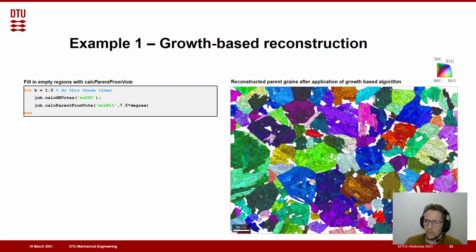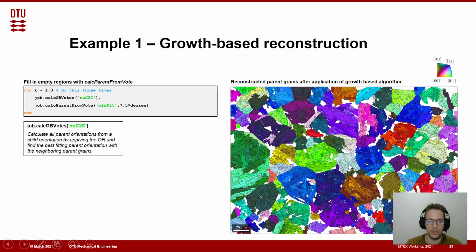So what are we doing when we do this? We actually want to grow these austenite grains into the gaps now. And how do we do this? We use this job calc GB votes, and this one calculates all parent orientations from a child orientation by applying the orientation relationship and then finding the best fitting parent orientation with the neighboring parent grains.